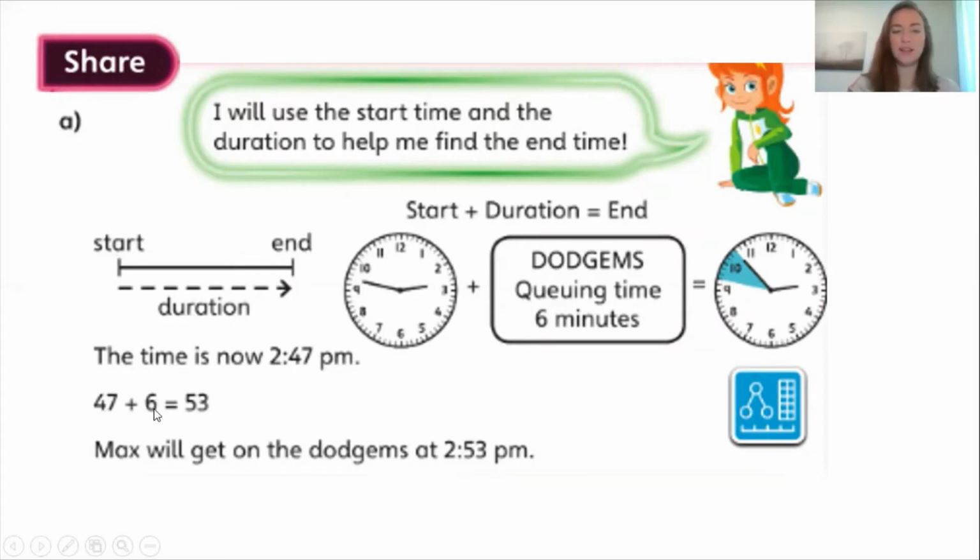47 minutes and 6 more minutes is 53. So 2:47 add 6 minutes is going to be 2:53 p.m. So he's going to be able to get on those dodgems at 2:53 p.m.